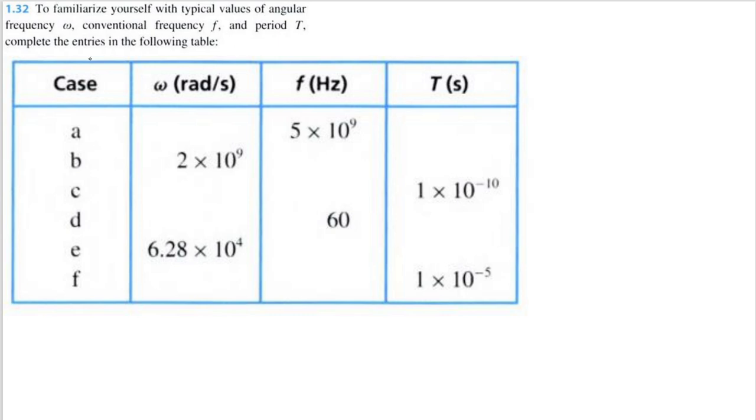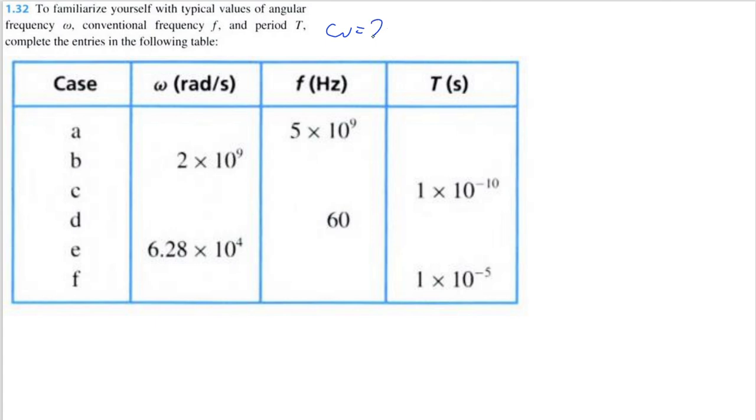Let's solve problem 1.32 from Microelectronic Circuits, 8th edition, by Sedra and Smith. To familiarize yourself with typical values of angular frequency omega, conventional frequency f, and period T, complete the entries. This one's pretty straightforward. We're just trying to understand the relationship between our angular frequency, conventional frequency, and period. So if we have one of these values, we can find the rest.